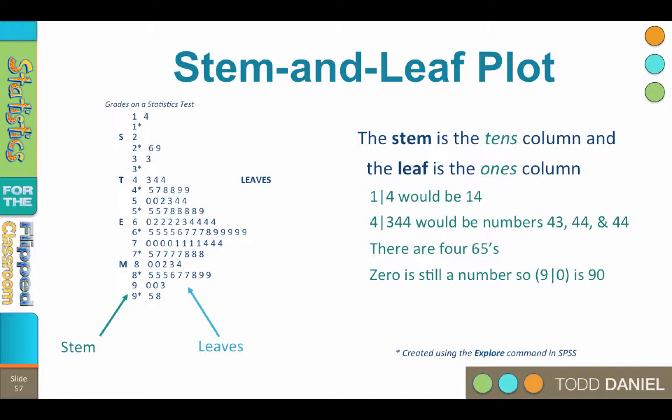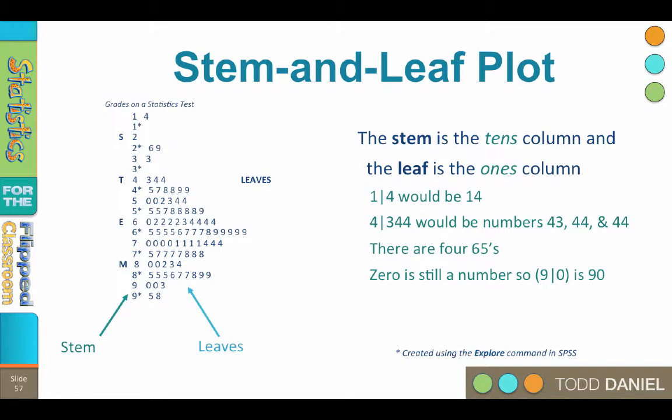The highest number is 98. The lowest number in this data set is 14. We have 4 70s. And the most frequently occurring score is 69.